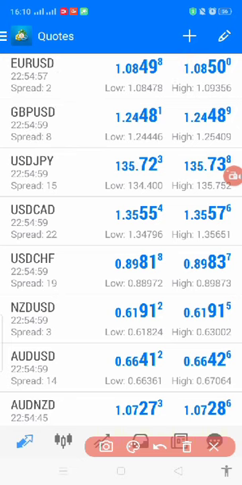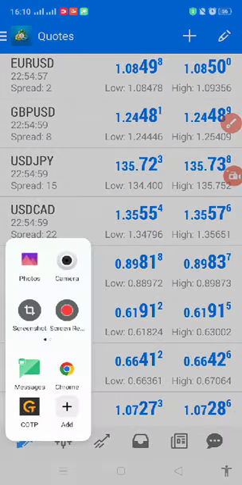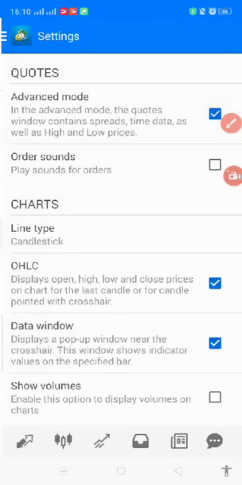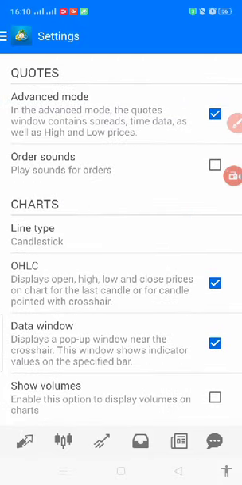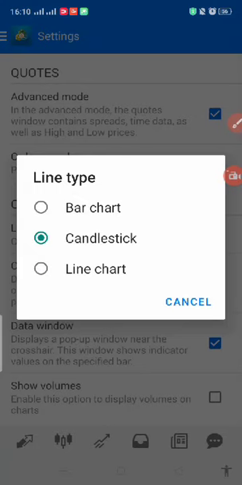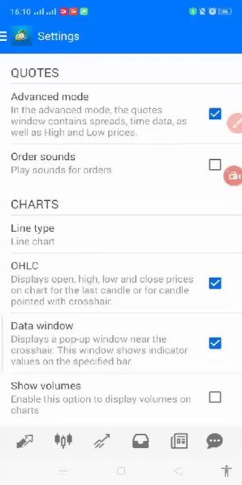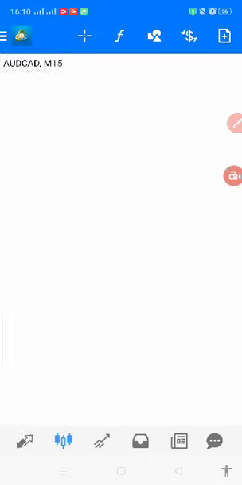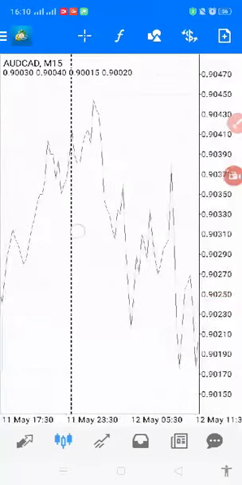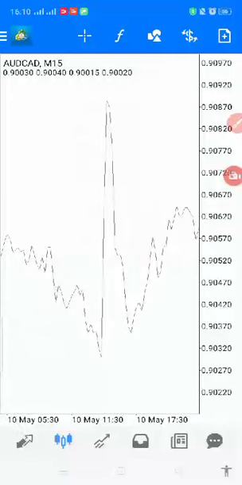Okay, let's not waste so much time here. Let's go to the next thing we're supposed to talk about on our settings. So on the settings, you have line charts. We have line charts, we have bar charts. So I've changed this one to line chart. Let's go to our chart window. You can see the chart is showing you just lines.